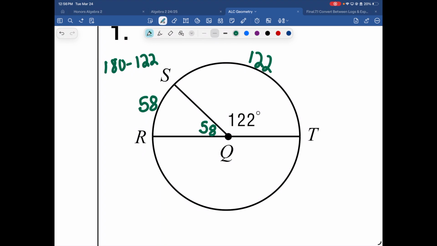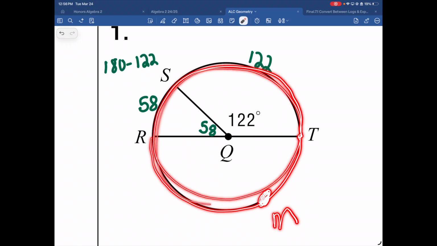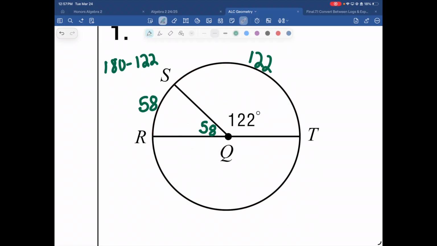Okay, well now I only have one arc left. The only arc I have left is kind of this piece right here. Technically there should be another letter in there, but let's say it's M. That's the only arc that I have left, RMT. So what do all of these have to add up to? 360. If I add those two together, I know they already add up to 180, right? So what's 360 minus 180? Just 180. Okay, so now I know the measure of this arc right here. That has to be 180 degrees as well.